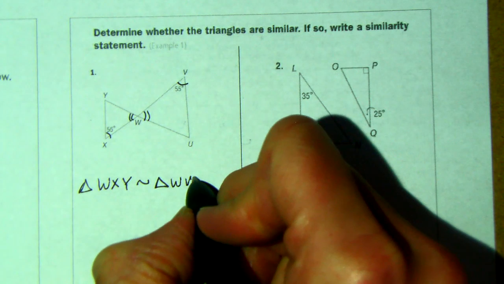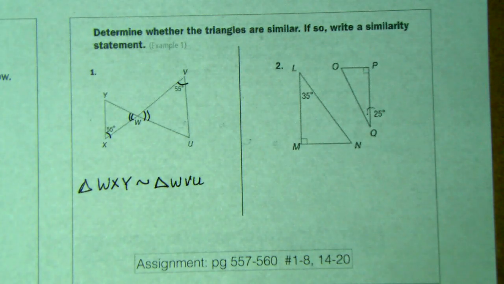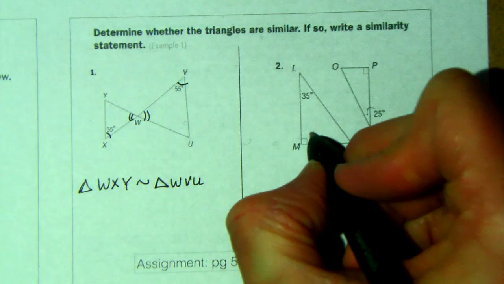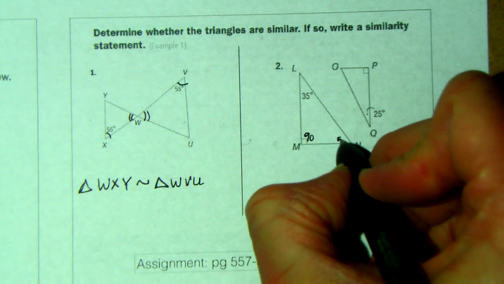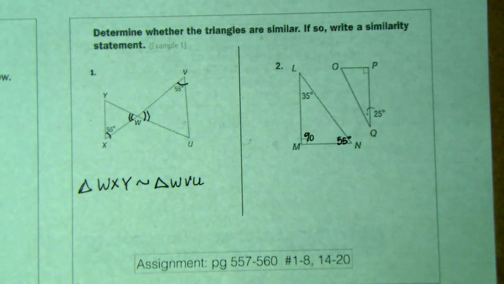Are those two similar? Well, they're both right triangles. It definitely looks like it might be. If this is a 90-degree angle, what's this angle? 90 plus 35, that's 125, right? So what do we have left? Pretty sure it's 55 degrees. But this one's 25. Which means that's 65 degrees, right? Are they similar? No, they are not.